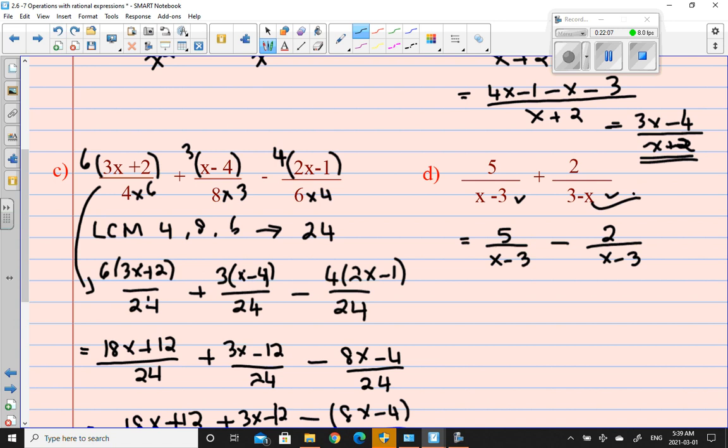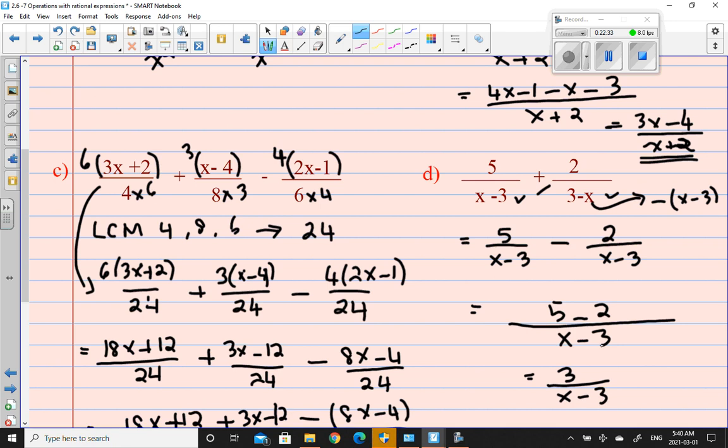So 3 minus x is the same as negative of x minus 3. So you took the negative up here, and instead of plus, it became minus, and then the denominator stays x minus 3. So now we have a common denominator, which is x minus 3. And in the numerator, you have 5 minus 2. So it works out to 3 divided by x minus 3.